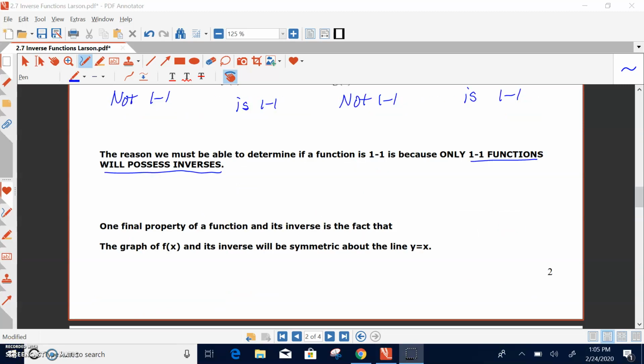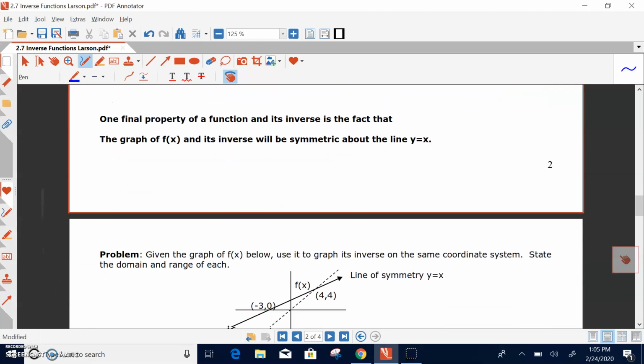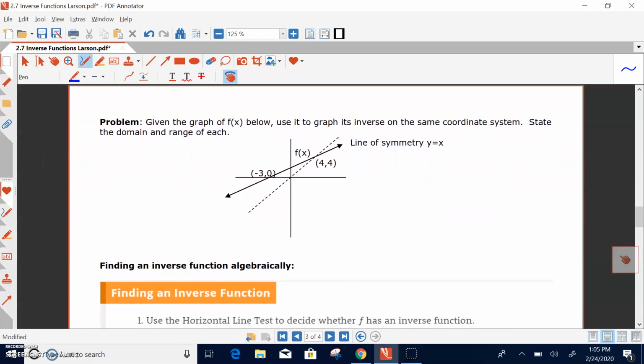So the final property of a function and its inverse is the fact that the graph of f of x and its inverse will be symmetric about the line y equal x. Let's investigate that. Okay, so I have a function. It's graphed here. It goes to the point -3, 0 and the point 4, 4. Whoops. So it goes through this point and this point.